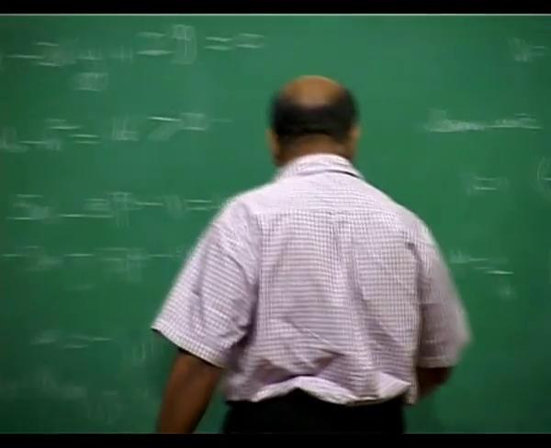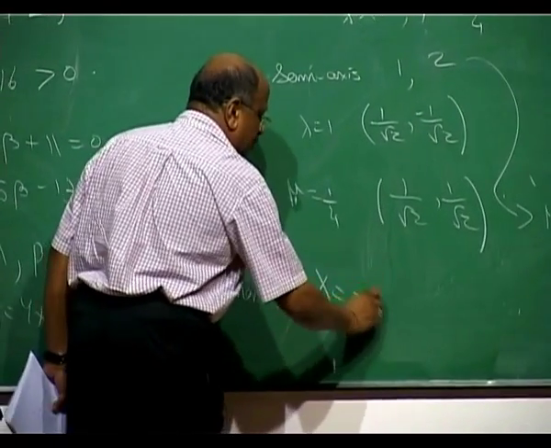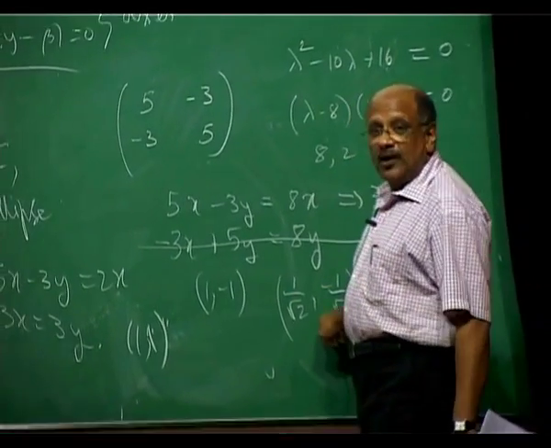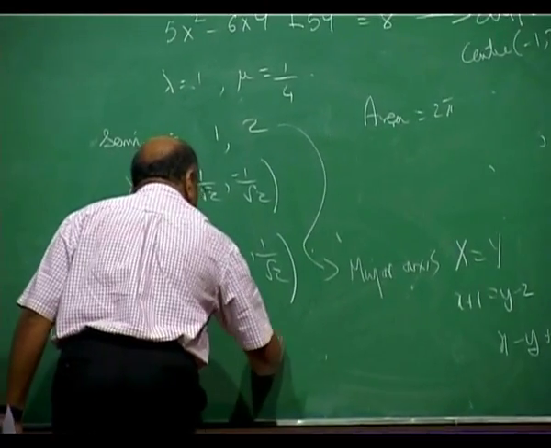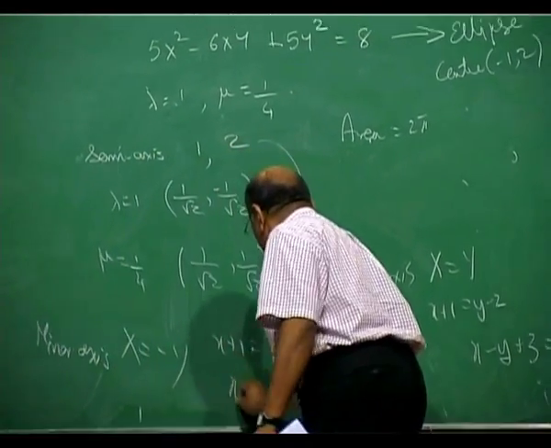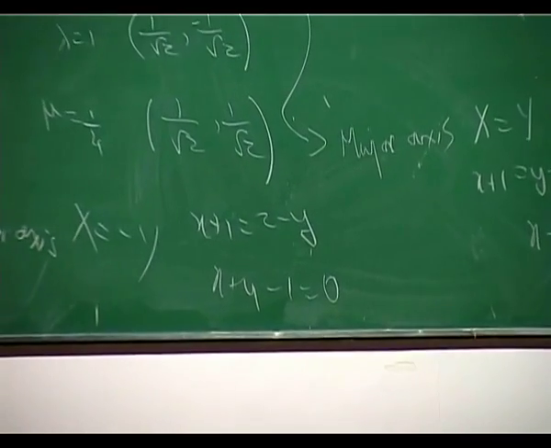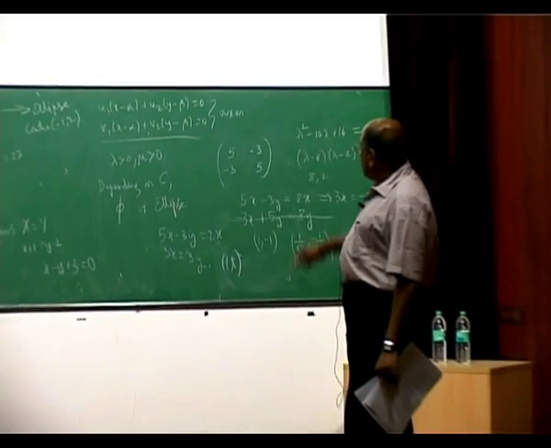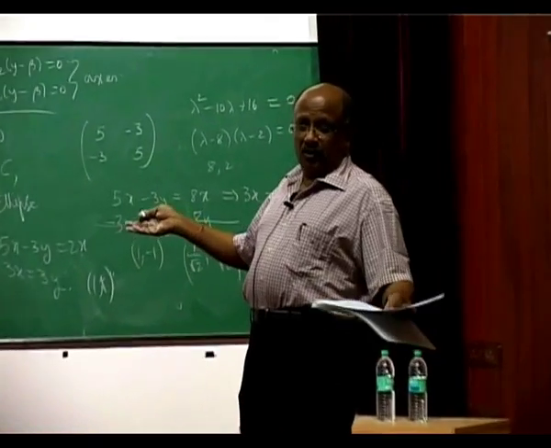The minor axis will be x equals minus y, which corresponds to the eigenvalue which gave 1, which corresponded to 8, and therefore you will get x plus 1 equals 2 minus y, or x plus y minus 1 equal to 0. So you got the entire ellipse sorted out for you. You have the center of the ellipse, the length of the semi-axes, and the equations of the axes, so you know how to draw this ellipse.